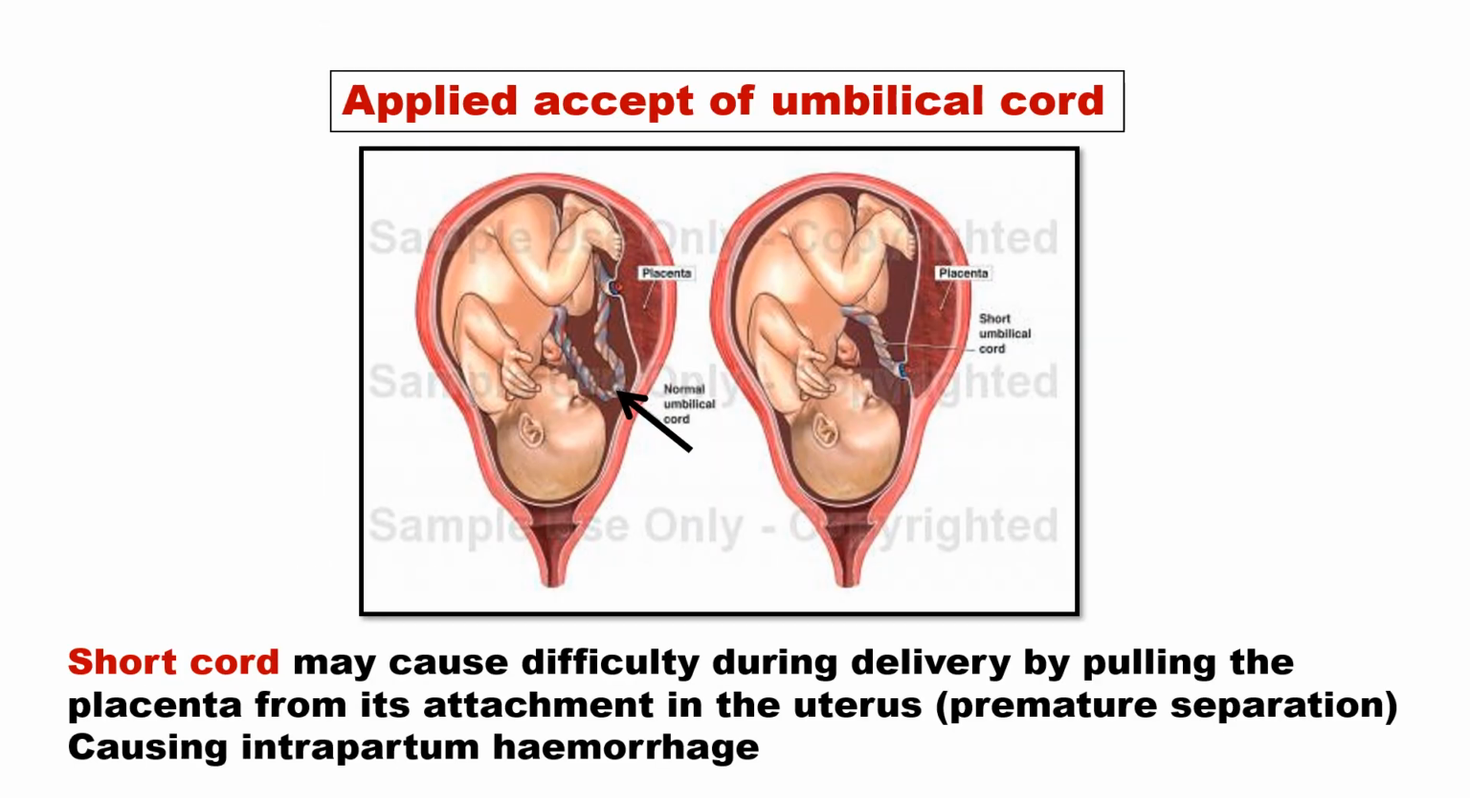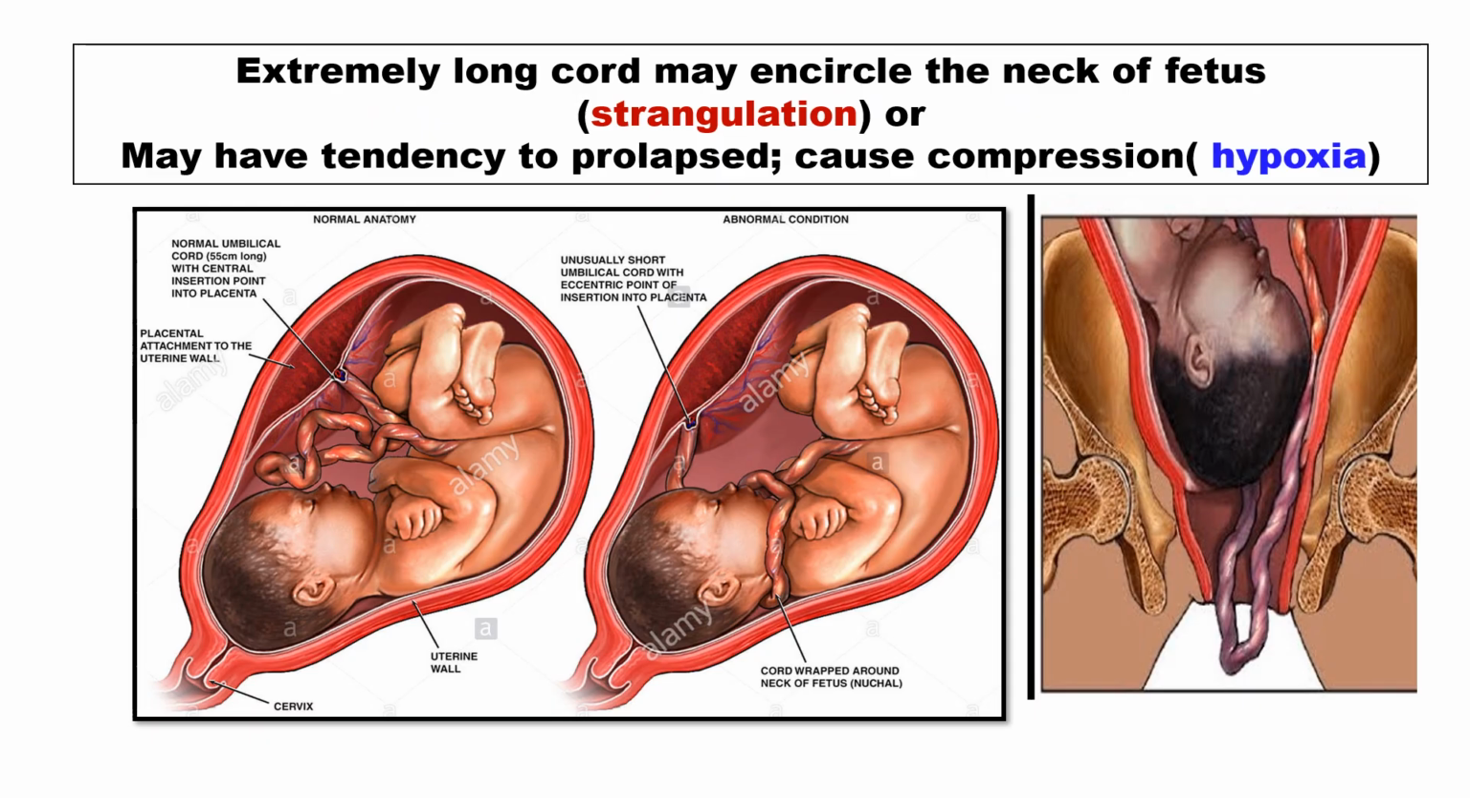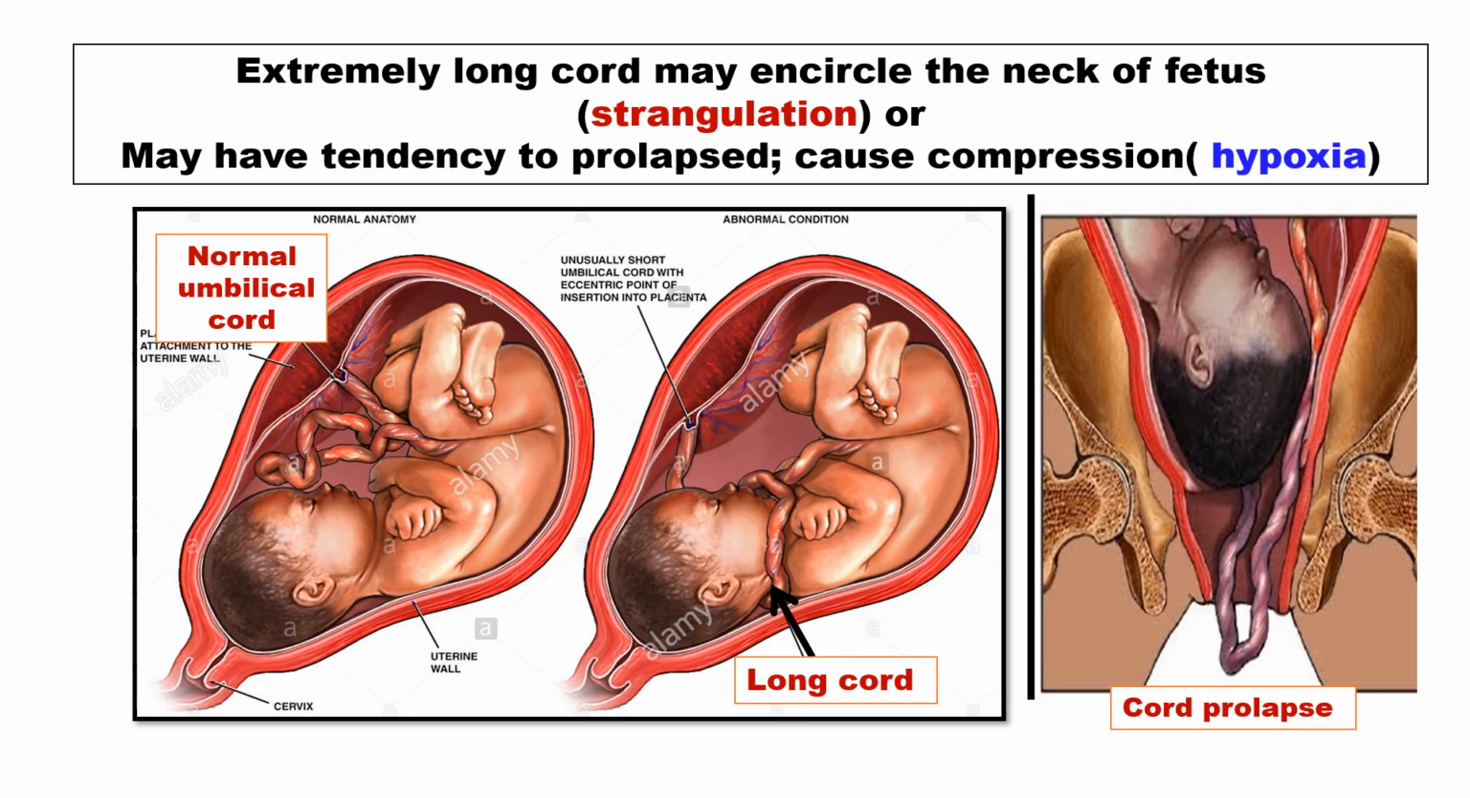Coming to the applied concepts of the umbilical cord, a normal umbilical cord is usually about 30 to 90 centimeters. A short umbilical cord may cause difficulty during delivery by pulling the placenta from its attachment in the uterus, that is premature separation of the placenta, causing intrapartum hemorrhage. An extremely long umbilical cord may encircle the neck of the fetus and cause strangulation, or may have a tendency to prolapse, causing compression or hypoxia to the baby.